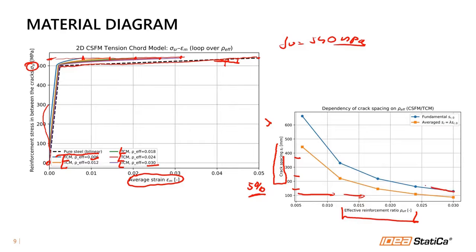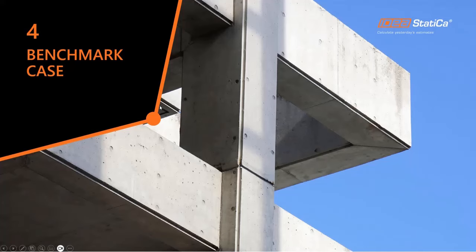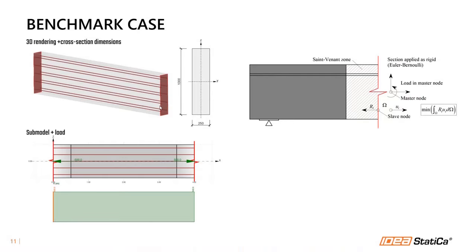I would like to just mention and highlight that the trend is basically non-linear or some exponential, not linear dependency. Okay, let's move to the benchmark to outline how it works if you just do it in the CSFM or in the IDEA Statica 2D CSFM. So I just prepared the model, just the benchmark case, a rectangular section, the width 250 and the height 1000 millimeters.